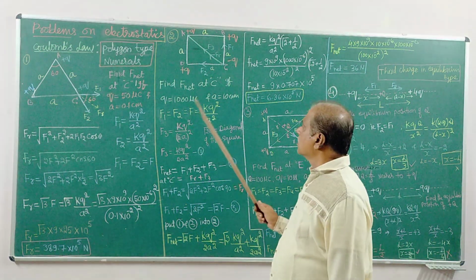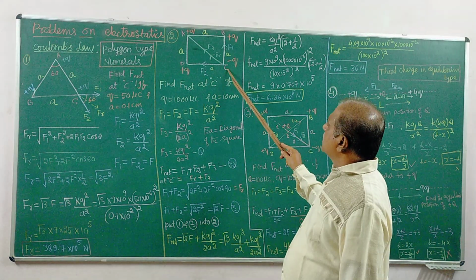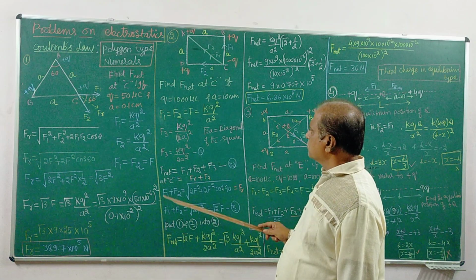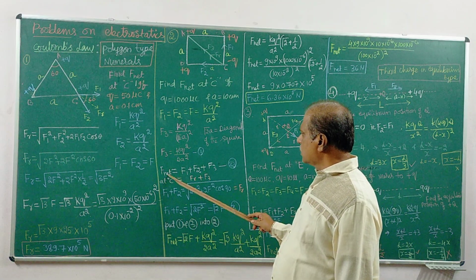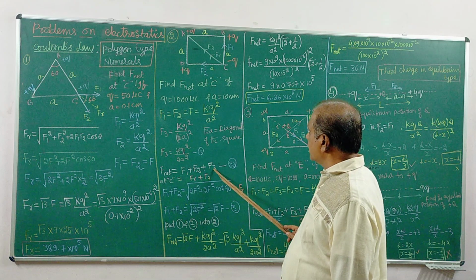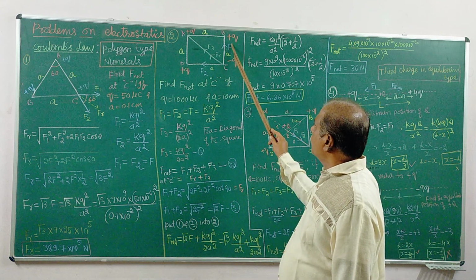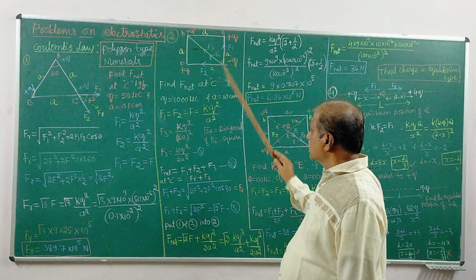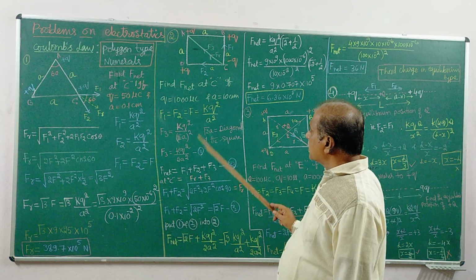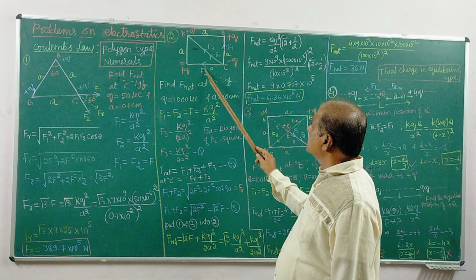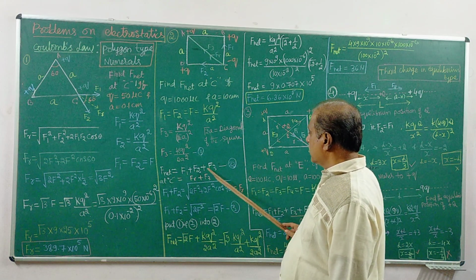So now what is the net force at this point C? The net force at C is equal to F1 plus F2 plus F3. These are the interaction forces acting at this point. It is a vector sum of this plus this plus this. That is the net force.